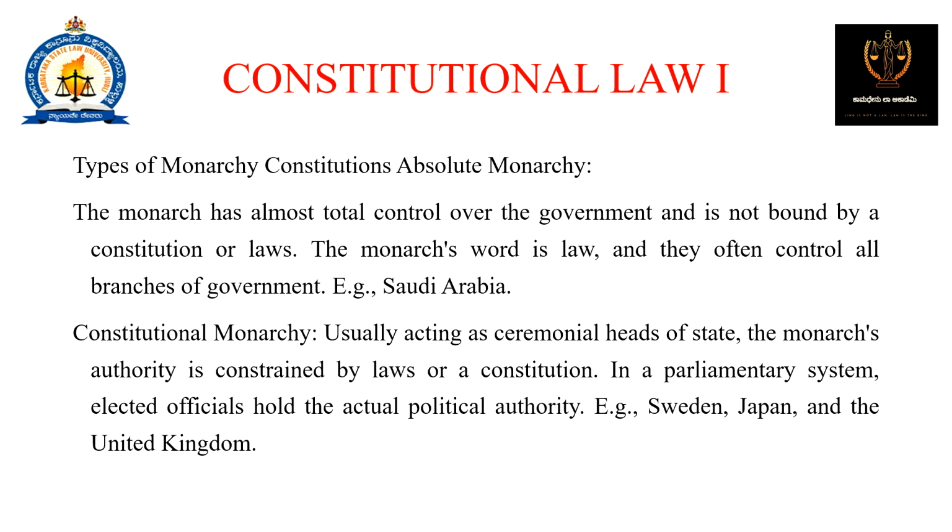Types of monarchy constitution. Absolute monarchy: the monarchy has almost total control over the government and is not bound by a constitution or laws. The monarch's word is law and they often control all branches of government. Example, Saudi Arabia. Constitutional monarchy: usually acting as ceremonial heads of the state, the monarchy's authority is constrained by laws and or a constitution. In a parliamentary system, elected officials hold the actual political authority. Example, Sweden, Japan and the UK.